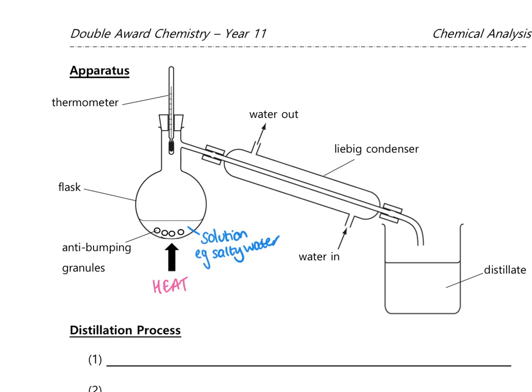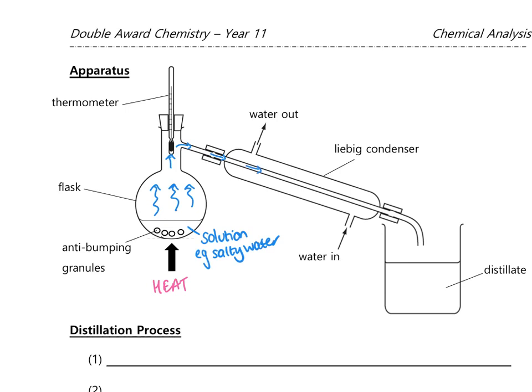What will happen when we heat this flask? Well, what will happen initially is that the solution will start to heat up, and once it has got hot enough, once the water molecules start to get enough energy, they will evaporate off as steam. The steam will then pass to the top of the flask, and you can see here we've got a thermometer, and the thermometer is there to measure the temperature at which the gas passes into the condenser. So the steam will pass into the condenser through the neck here.